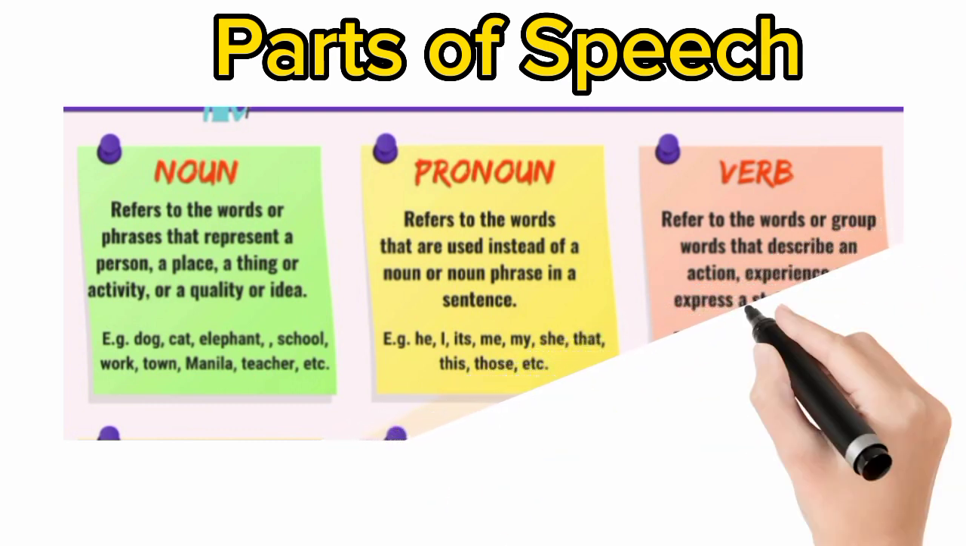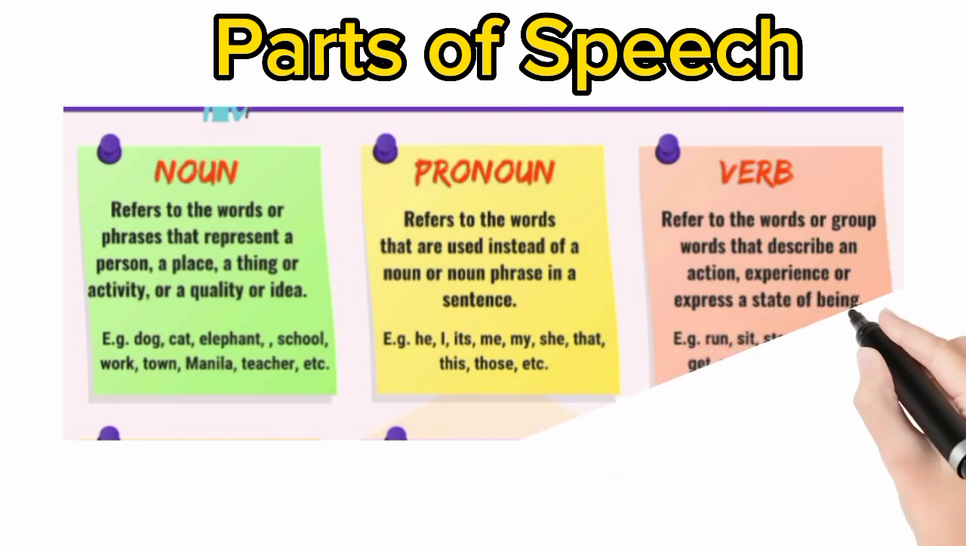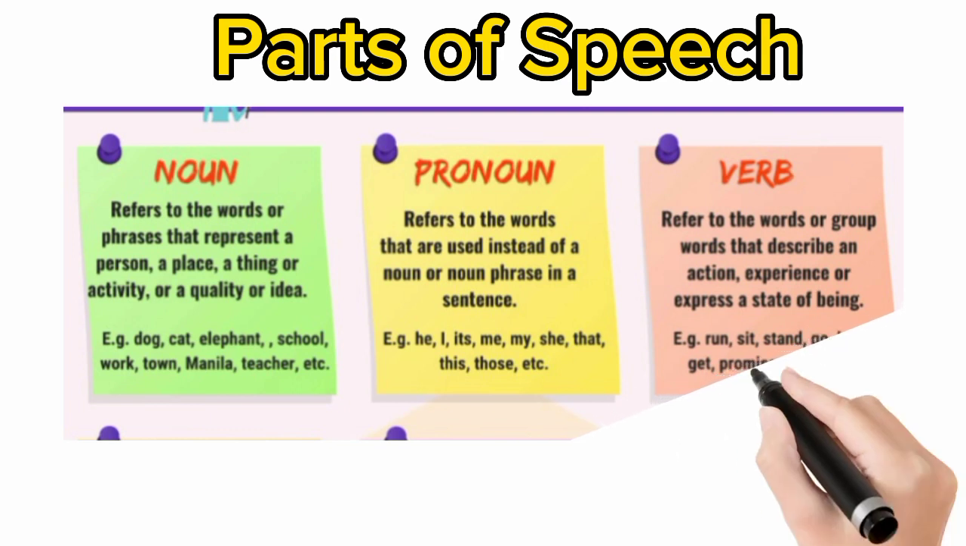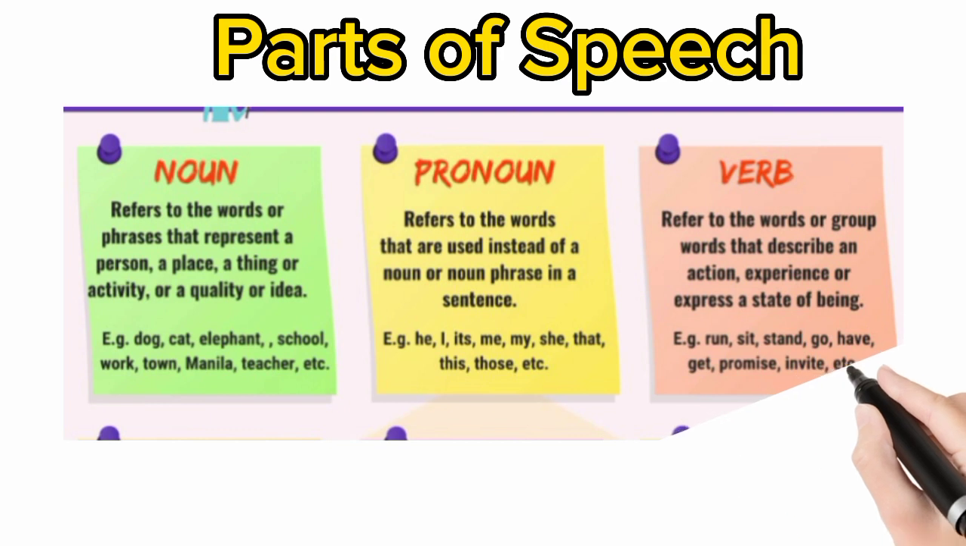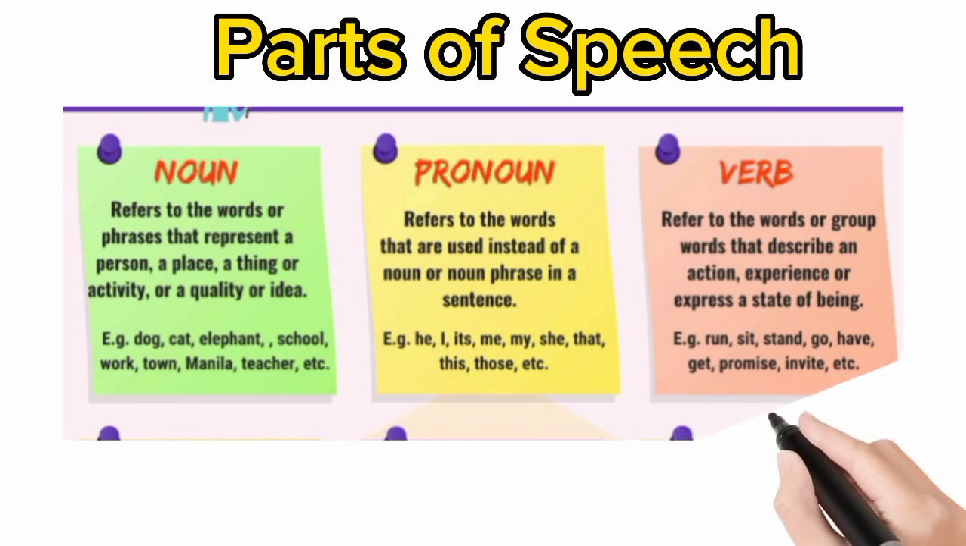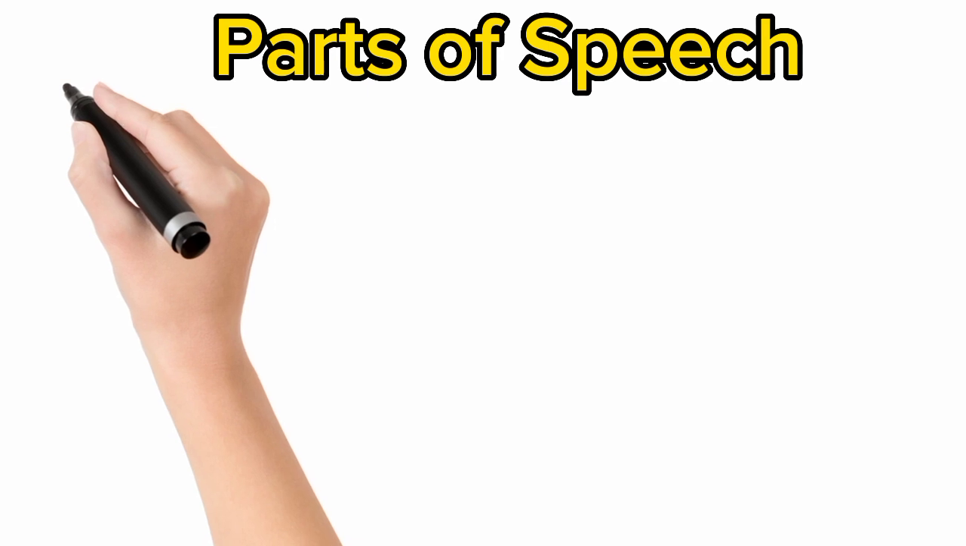So the first one is noun. You will be seeing on the screen that noun refers to the words or phrases that represent a person, place or thing. So these are the examples given. And then we have pronouns. Pronouns are used instead of a noun. The examples are given, you can easily see. And verb refers to those words which show an action, like run, he's running, and also express a state of being, he's sitting on the table. So these are three we have discussed in detail.